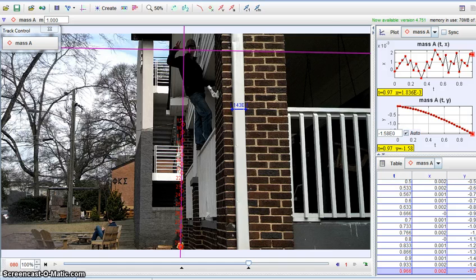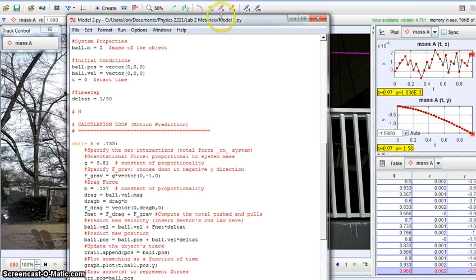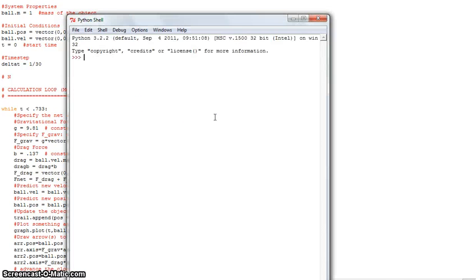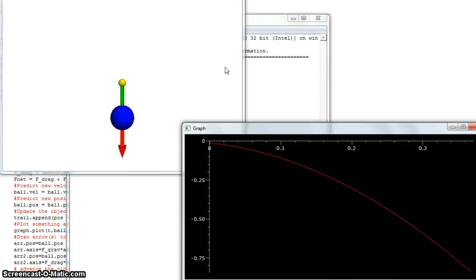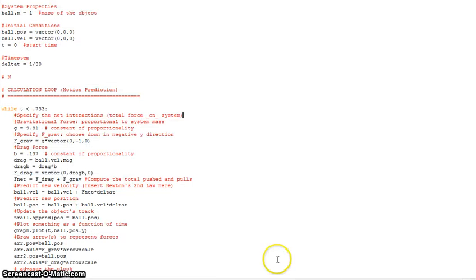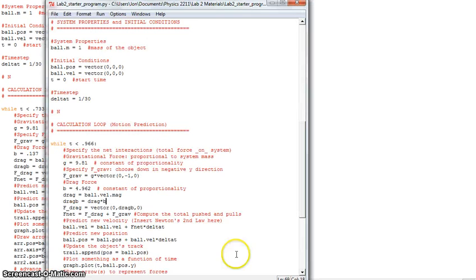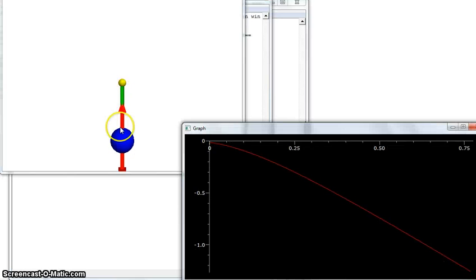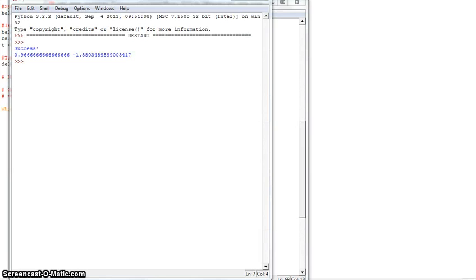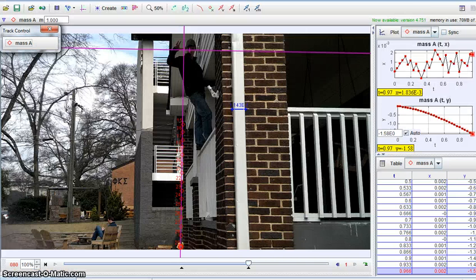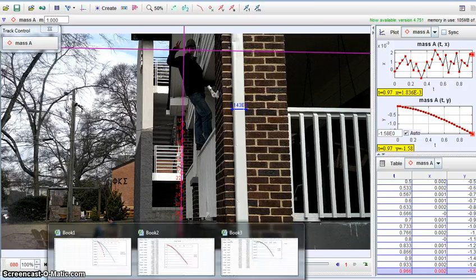So here we'll go and view these two. This is the model of the water bottle with drag, and this is the piece of paper. You can see here by the arrow that there's a lot of drag acting on it.